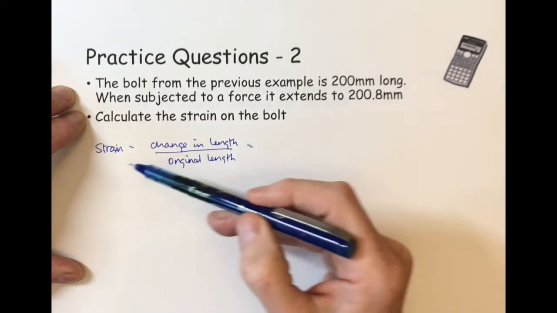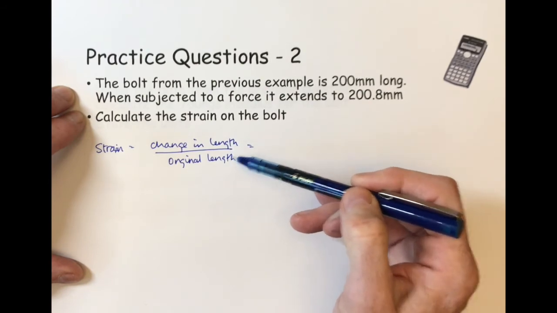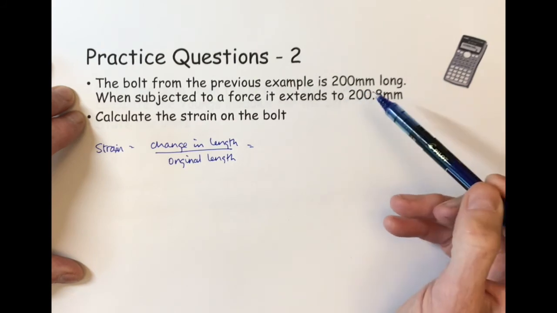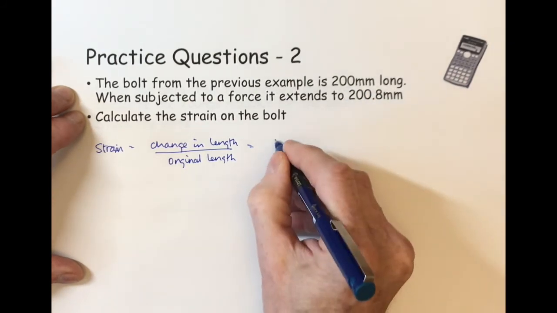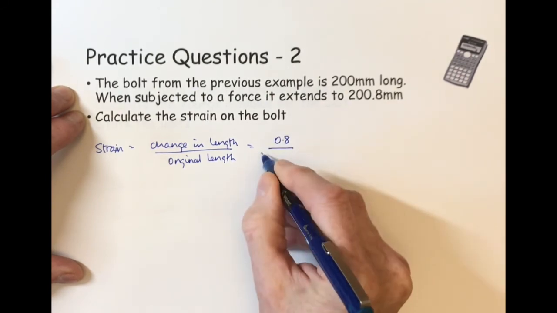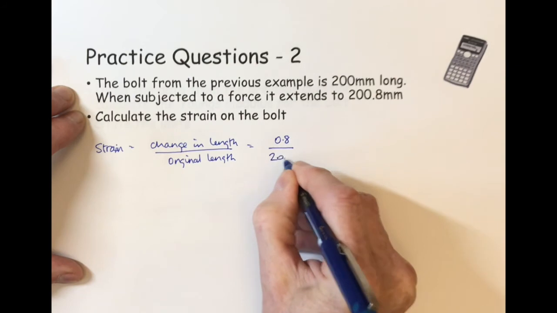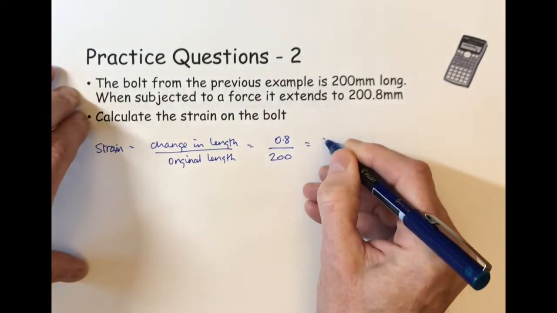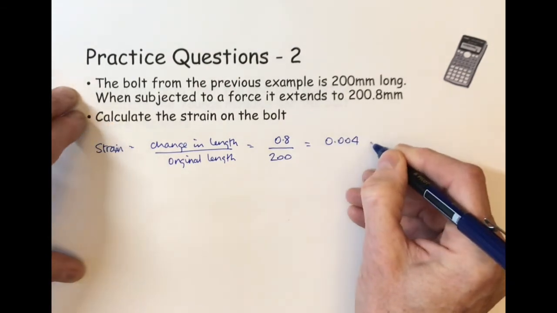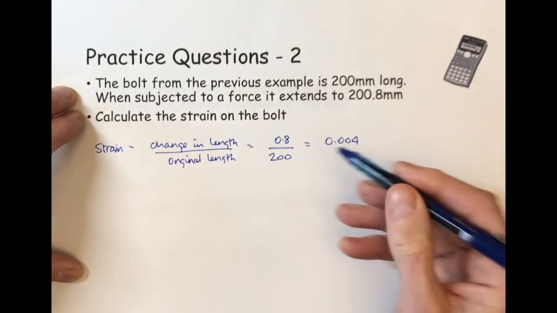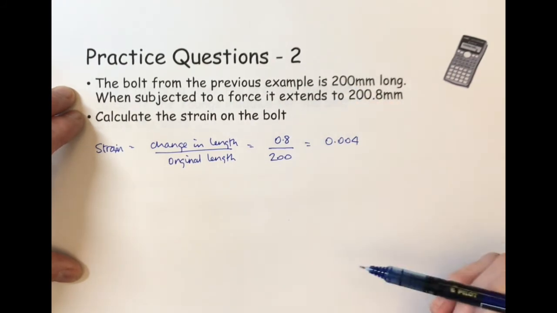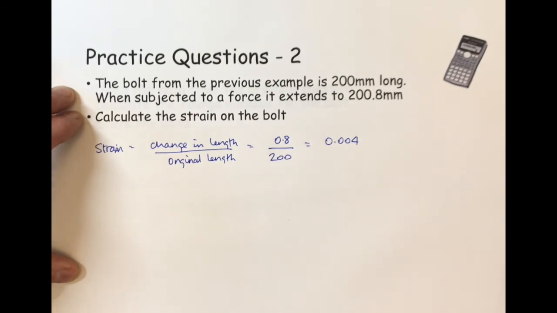Okay, now because strain is length divided by length, we don't need to convert this to metres. We can actually leave it at millimetres. So I'm going to do it that way. So the change in length is 0.8 millimetres, and the original length is 200. So divide one by the other, and that comes out at 0.004. And as I said, that's a ratio, it's not actually a number with units, and the result will be just the same. If you did convert it to metres, the number's exactly the same because it's a unitless number.